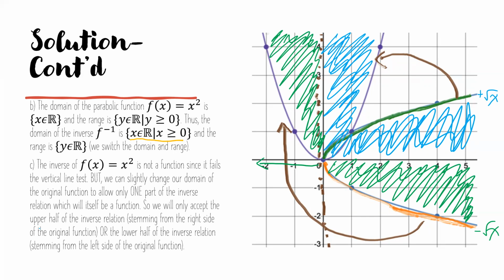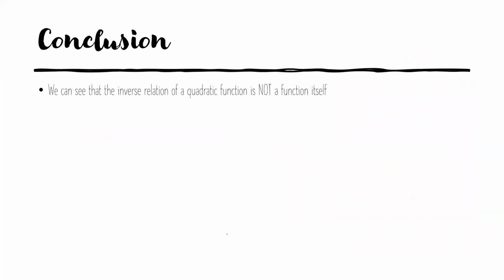Again, what we're noticing is that if we restrict the domain of the original function, it makes it easier, because then we can just get the upper half of the inverse relation, or the positive square root. I'll just write that down. Or we can limit it so that we only get the lower half of the inverse relation, which is the negative square root. And if we only consider the positive square root, or only the negative square root, then we have a function. Does that make sense? Hopefully it does.